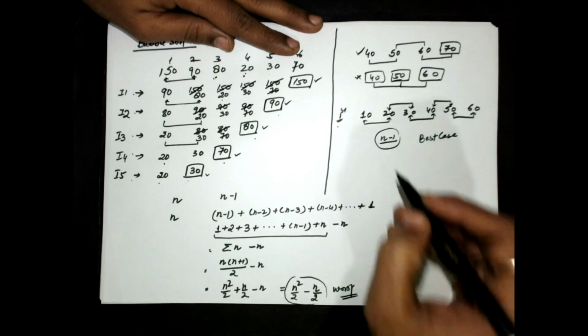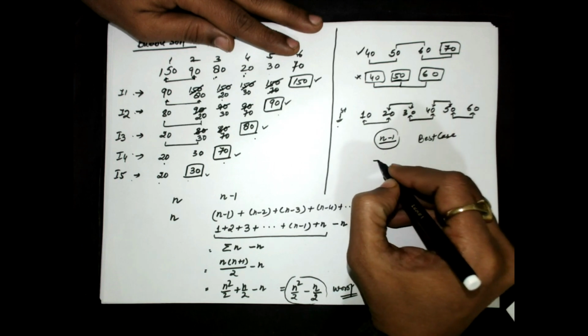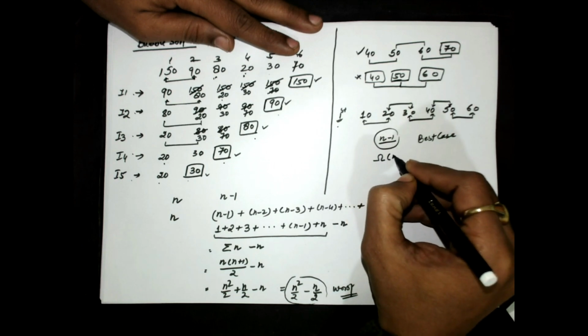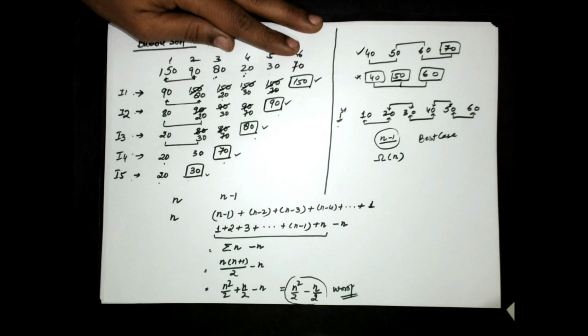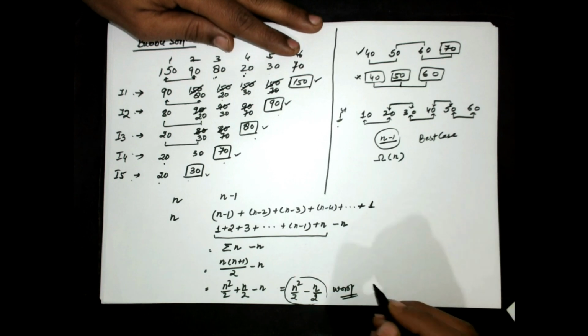Okay. So the best case complexity is written in omega notation. I can write my complexity as omega n. This is the best case complexity. And the worst case complexity is written in big O notation.